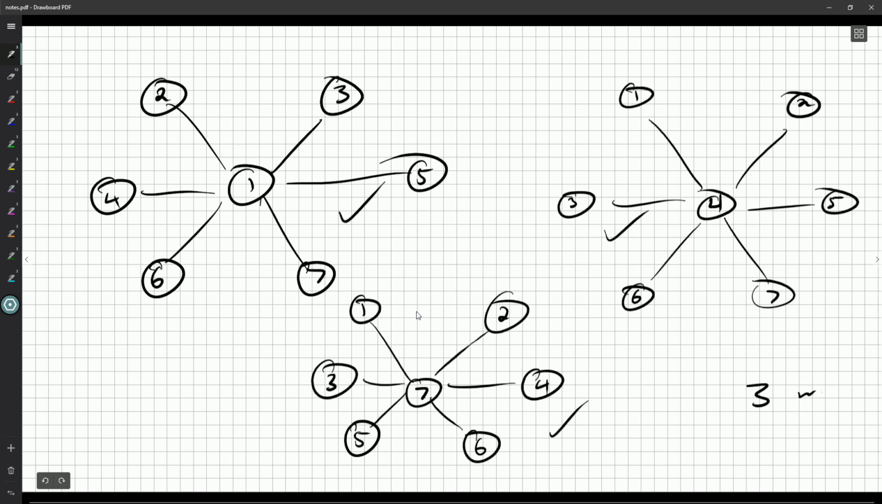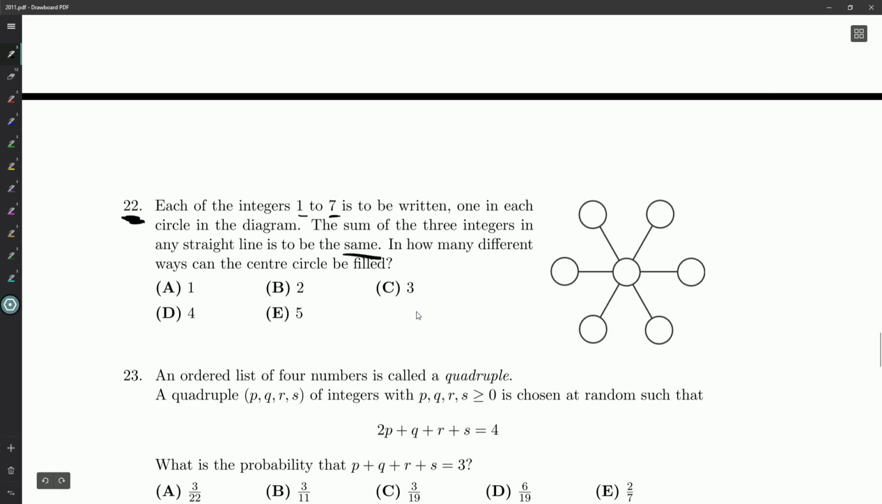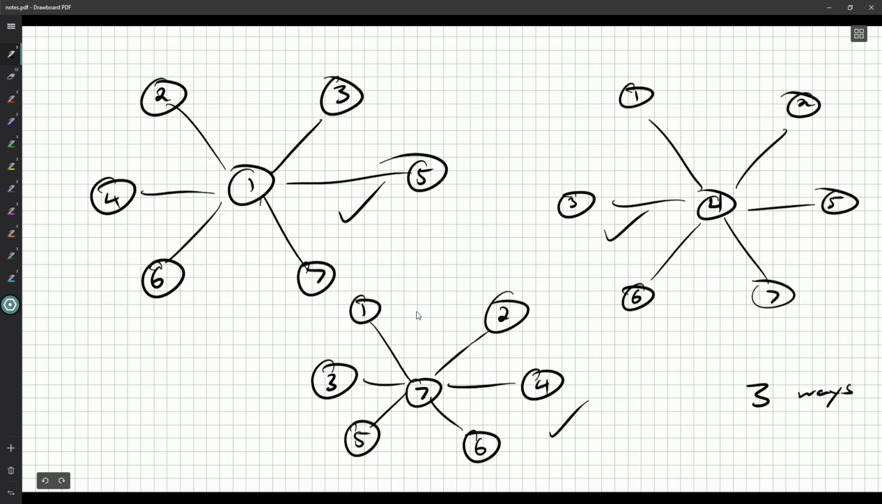So there are 3 possible values for the middle number. And that's going to be C. There we go. Our answer to question number 22 is C.